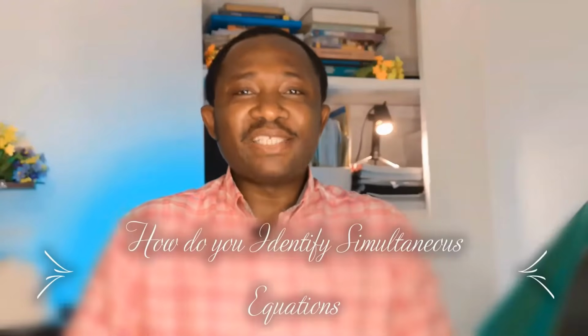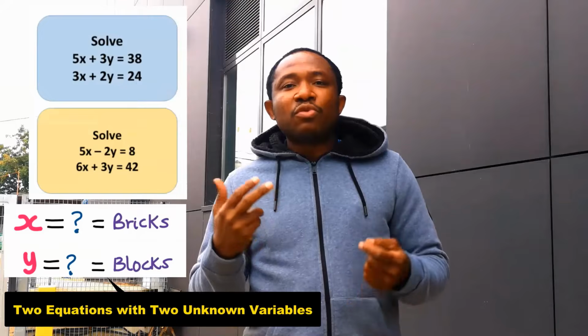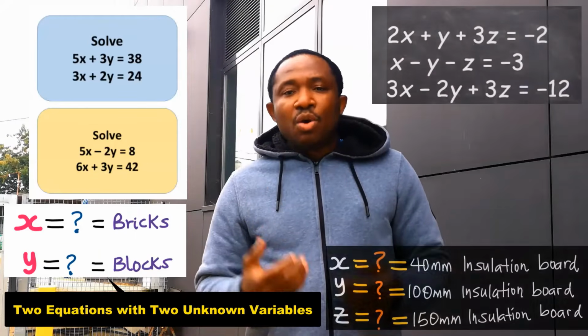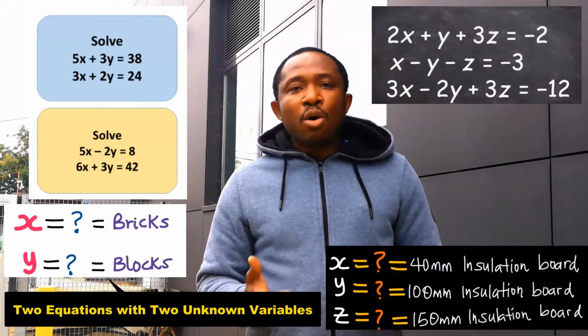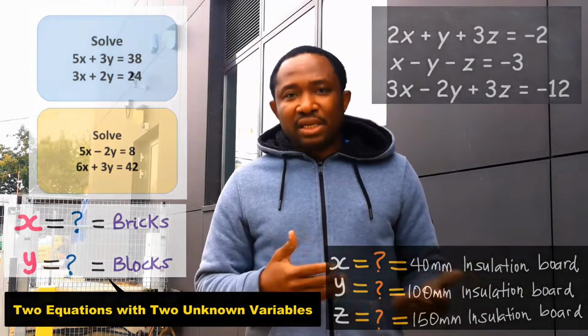How do you identify simultaneous equations? Simultaneous equations usually have two unknown variables. When we have three or more unknown variables, we use other methods like matrices, which is beyond the scope of this topic.